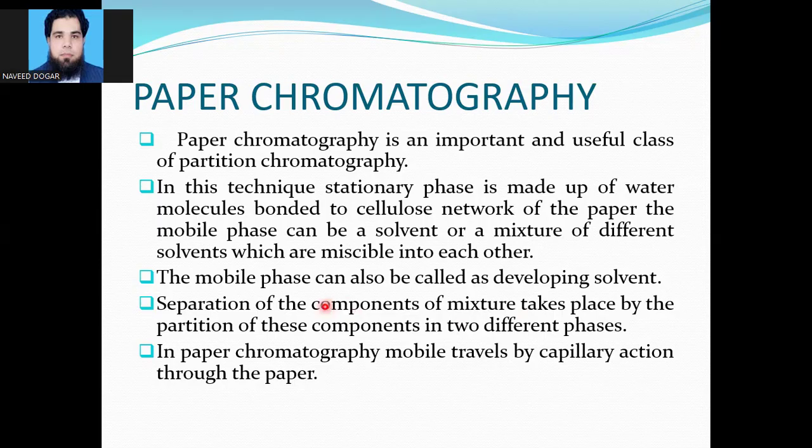Here we must keep one thing in mind: in paper chromatography, the solvent or the mobile phase travels through capillary action inside the paper. In paper, there are so many capillaries, as the cellulose has a zigzag network, so capillaries are generated, and the solvent or mobile phase tries to fill the capillaries and moves upward, downward or in any other direction on the paper. So in paper chromatography, the mobile phase travels by capillary action through the paper.